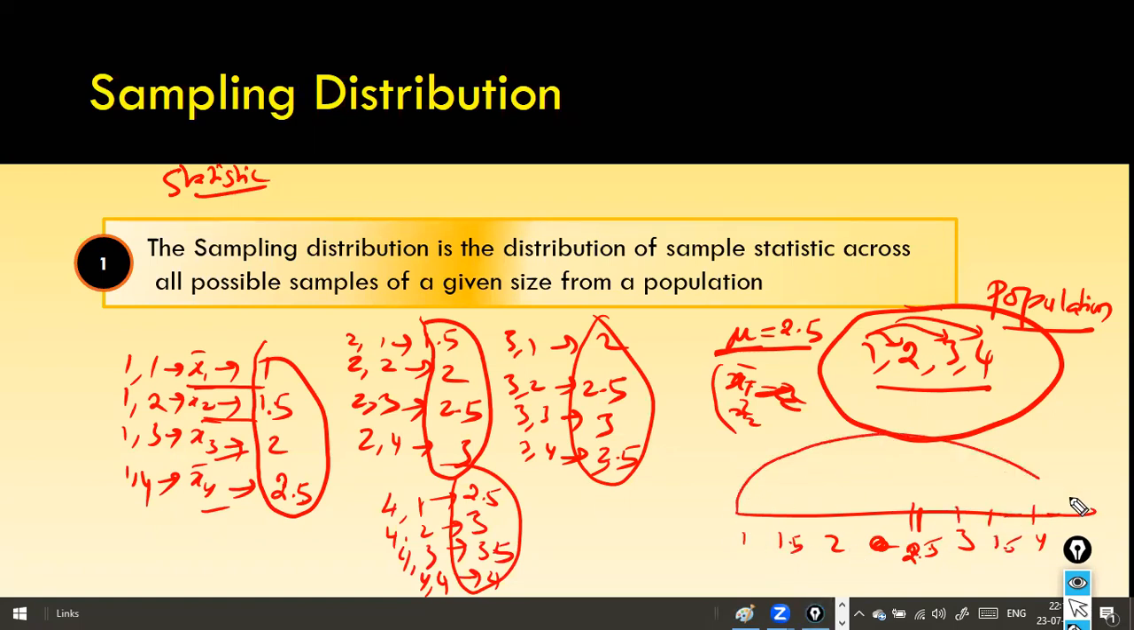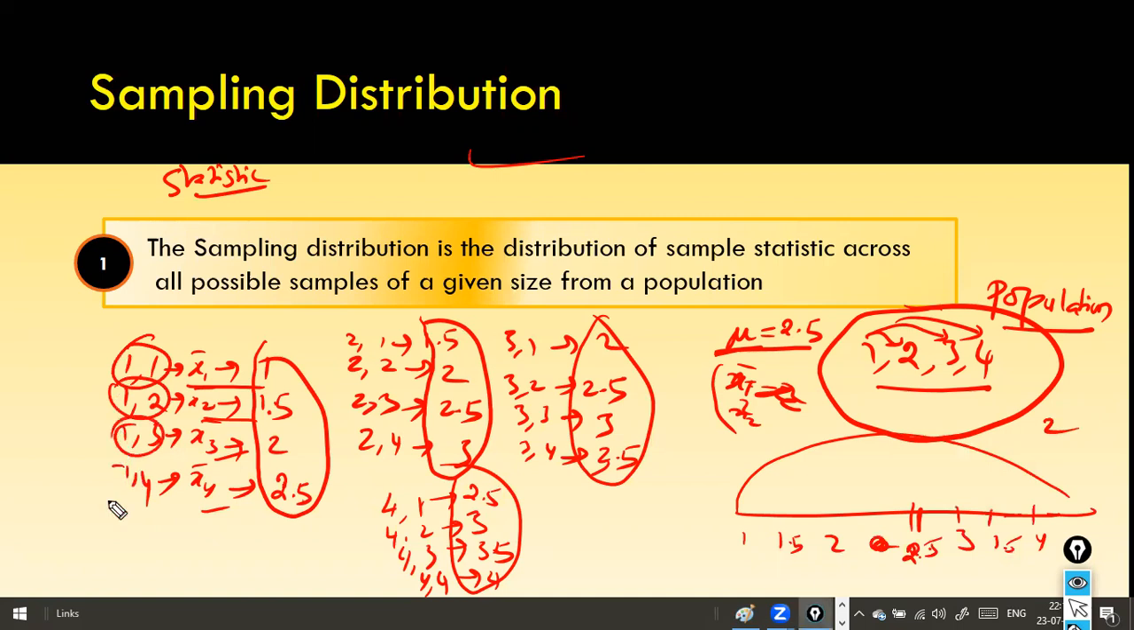The distribution of the sample statistics is called your sampling distribution. It's as simple as that. So what is sampling distribution? It is the distribution of each sample's mean across all possible samples of a given size from a population. The size of each sample here is 2.